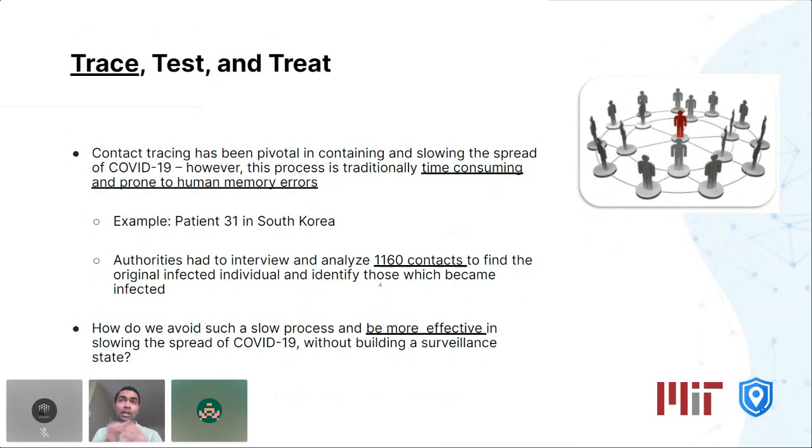Back when the Spanish flu occurred, we had a lot of interviews, or any such diseases in the non-tech world. You have manual interviews, and that's prone to a lot of errors. For example, in South Korea, there was this one particular patient, 31, who went in contact with over 1,000 people, and the authorities had to manually go and interview and analyze over 1,000 people to find the infected trails. We think that leveraging technology, this could be done in a better, faster, and more efficient manner, and without building a surveillance state.